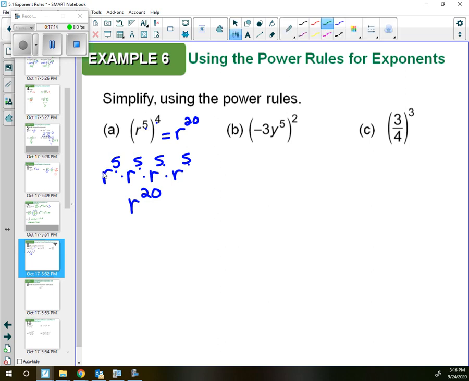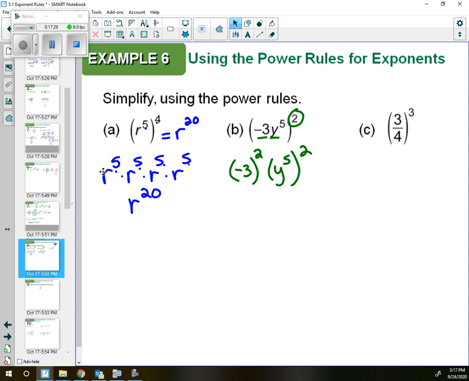Also, let's take a look at letter B. If you have multiple bases that are being raised to a power, that means you need to take every single thing on the inside and raise it to that power. So I really encourage you to write this middle step to make sure that you get everything that you need to. That negative 3 has to be squared, and so does the y to the 5th, because that's what it means to square something, right? You're going to do negative 3y to the 5th times negative 3y to the 5th. That's another way you can write your work if you're squaring something.